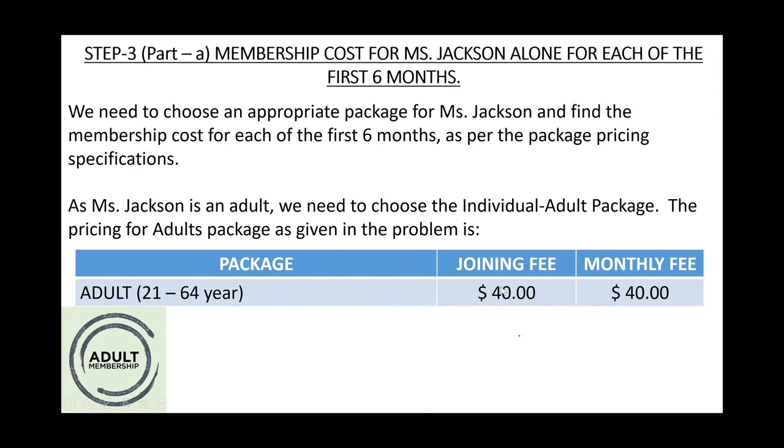See, the joining fee we will be paying only once, but the monthly fee we will be paying every month. So this is the one that keeps repeating. We need to multiply this by the number of months. So we are going to pay as many $40 as the number of months we are in the subscription. So it is 40, we add 40 times the number of months.